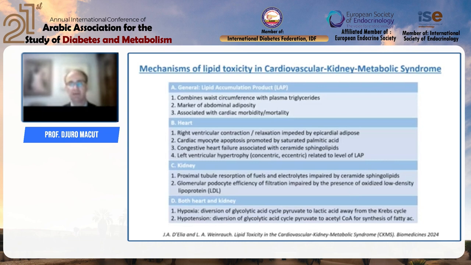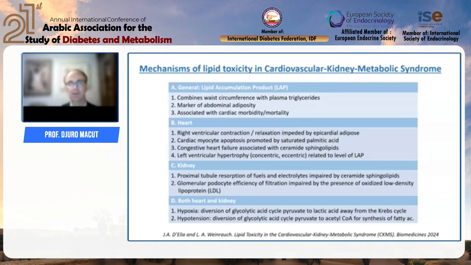So insulin resistance is even evolving into, let's say, the new kid on the block, which is the complex metabolic syndrome, which now includes not only cardiovascular outcomes but also the kidneys, starting from an increase of the lipid accumulation product that combines waist circumference with plasma triglycerides. It is a marker of abdominal adiposity and is associated with cardiac morbidity and mortality.